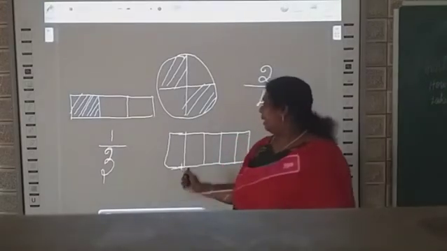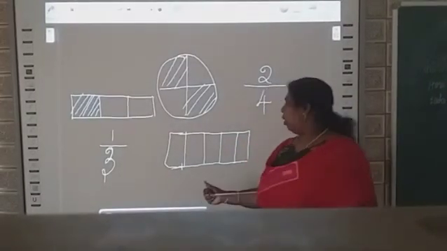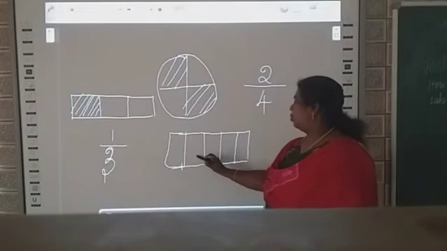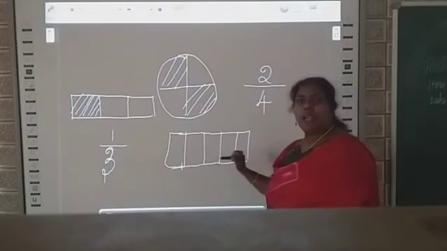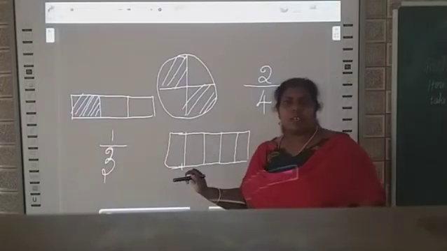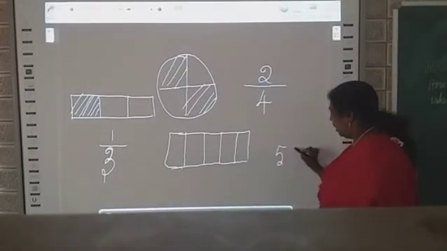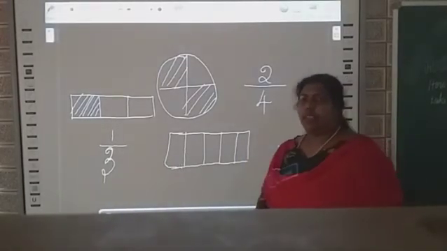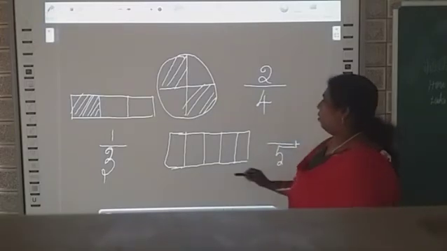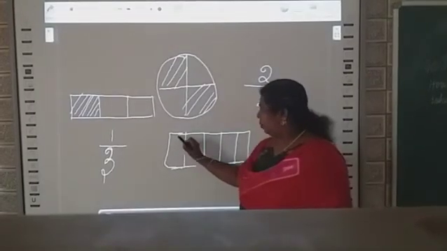Here is the rectangle. Here I am dividing into how many parts? 1, 2, 3, 4, 5. Total number of parts is how much? 5 parts. That 5 parts you have to write in the denominator. Okay. Then the numerator. Now I am going to shade it here.